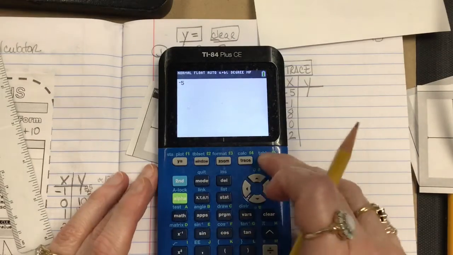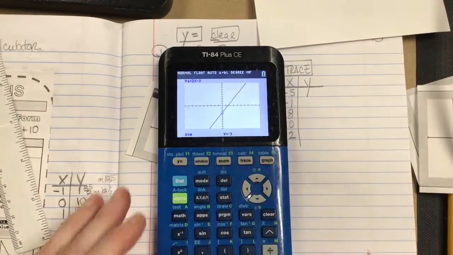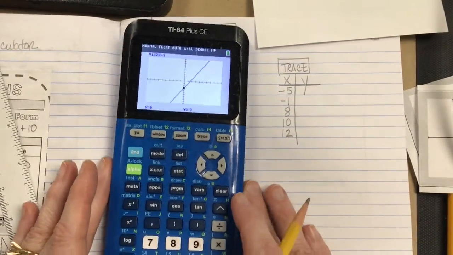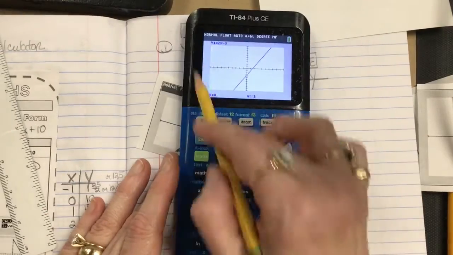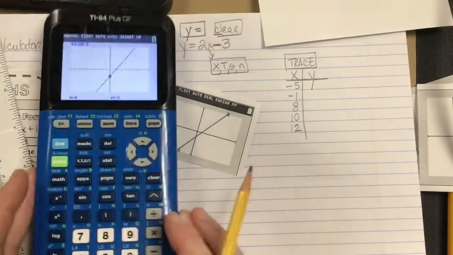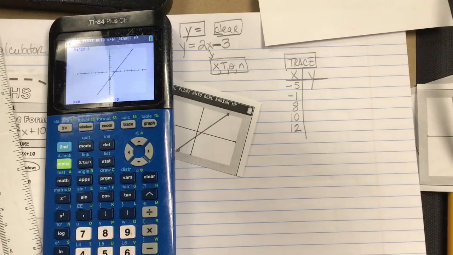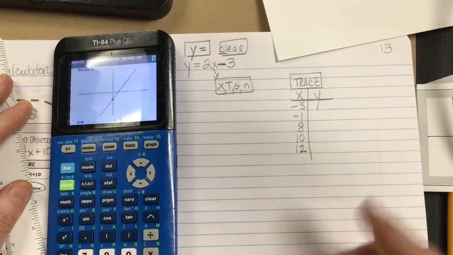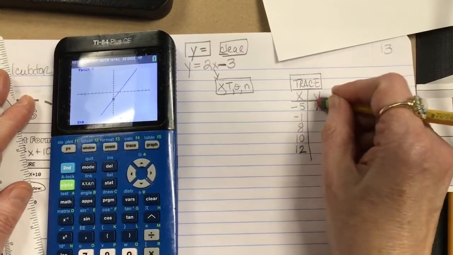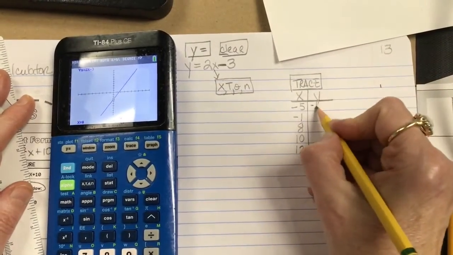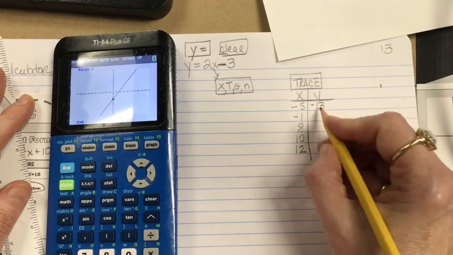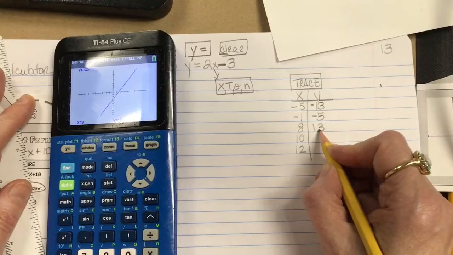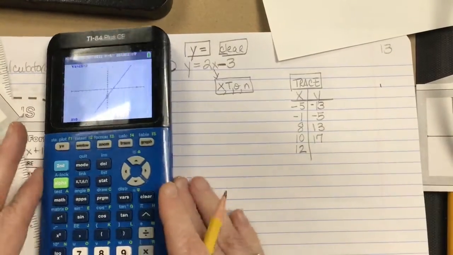How do I get out of that? Hit graph. Now hit trace. It's not gone away. It's still there. Now, y'all do those real quick for me. Once you get trace up, type the -5, the -1, the 8, and the 10, and then something's going to happen on that last one. What did -5 give you? Are you there yet? -13. -1. 8. 10. Now, something happened with 12.